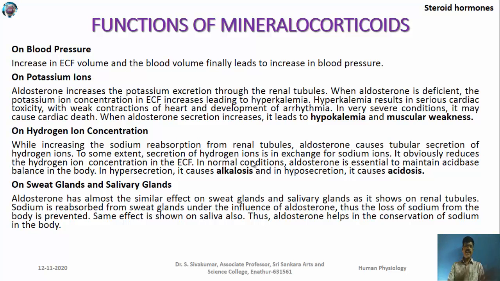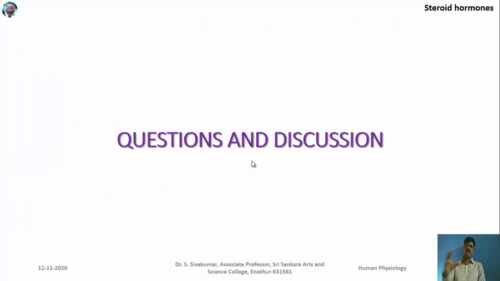When you see the sweat glands, aldosterone has almost a similar effect on sweat glands and salivary glands as it shows on renal tubules. Sodium is reabsorbed from sweat glands under the influence of aldosterone. Thus, the loss of sodium from the body is prevented. A similar effect is also observed in the saliva. So, with respect to this mineralocorticoid, the sodium is retained, potassium is excreted out. So, this is how this hormone functions, and the functioning of these hormones maintains the minerals in our body.